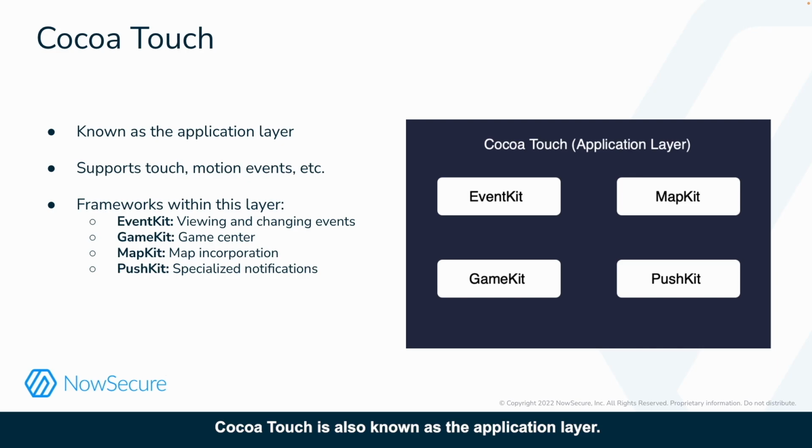Touch is also known as the application layer. It acts as an interface for the user to work with the iOS operating system, supporting touch and motion events and many more features. The frameworks in this layer include the EventKit framework, which displays the calendar and reminders to the user and provides controllers for viewing and editing calendars and reminder information, the GameKit framework, which provides support for users to share their game-related data online using the Game Center, the MapKit framework, which allows developers to incorporate fully functional and customizable maps in any application, and the PushKit framework, which provides specialized notifications related to the app's complications, file providers, or VoIP services.